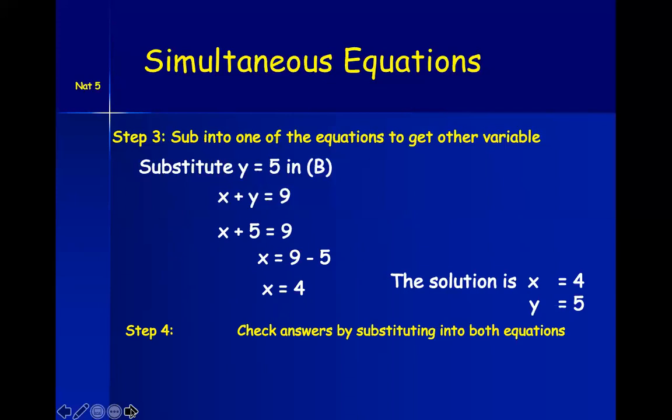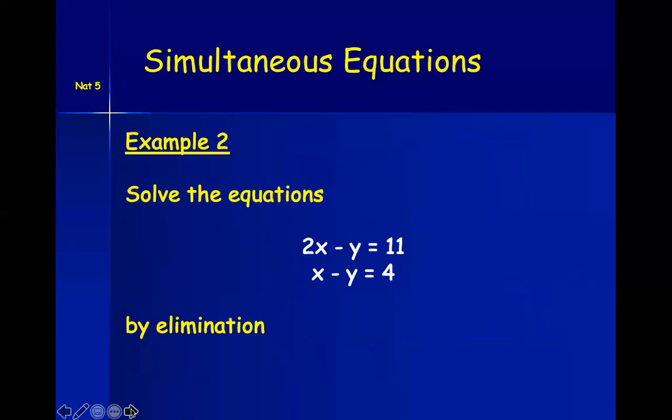Now, we can quickly check that my answers are working. So remember the two equations were x plus 2y equal 14 and x plus y equal 9. I'm going to put x equal 4 and y equal 5. So 4 plus 2 times 5, that's 14. Good. And 4 plus 5 is 9. Then I know that my solution works for both. And that's the only solution that I can get from here. So this is called the substitution method. Sorry, the elimination method, and check by substitution at the end.